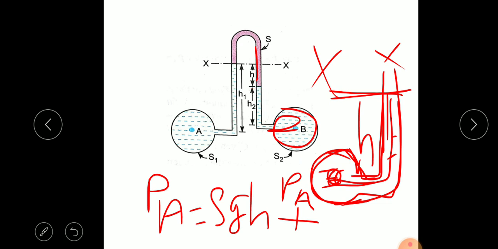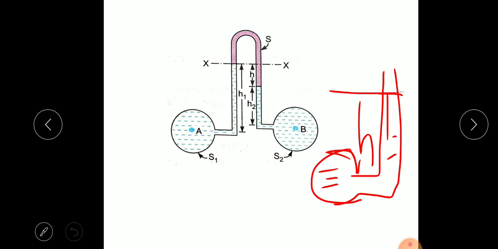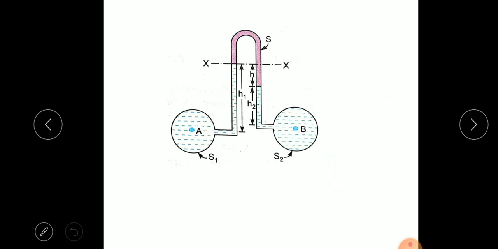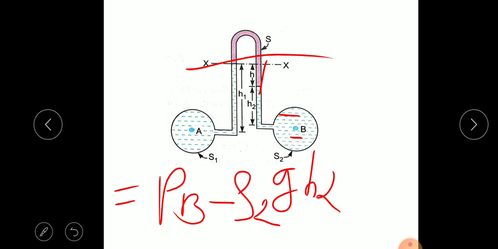So height of this we can consider now. Pressure on the right side below XX will be PB minus, we have to subtract, minus rho 2 density of this fluid g h2, and minus again the manometric height. Suppose the manometric fluid is rho m, so rho m g h.